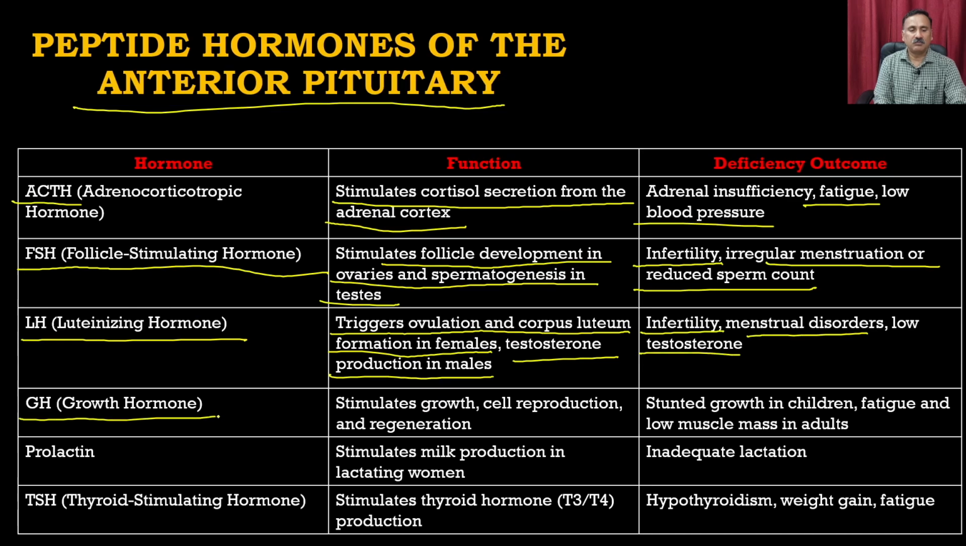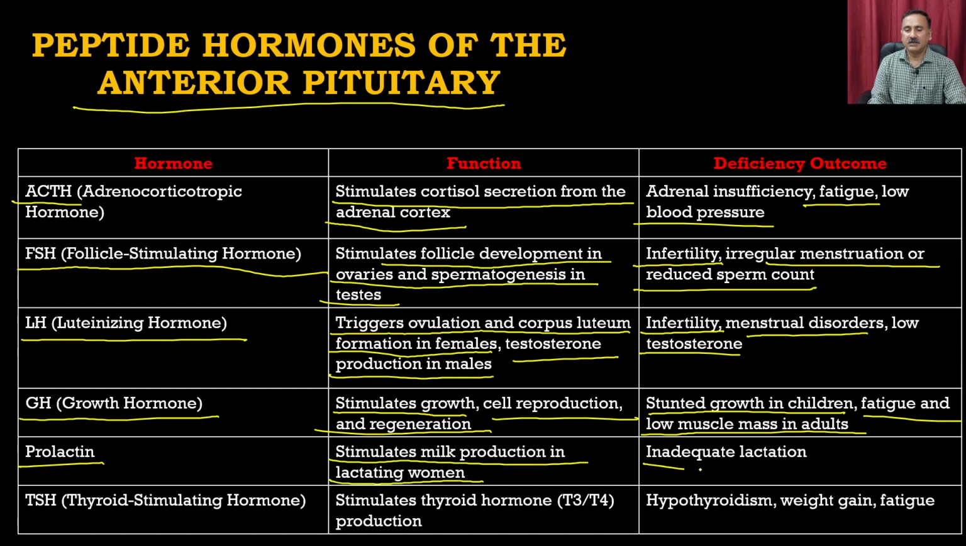Then we have growth hormone, and growth hormone stimulates growth, cell reproduction and regeneration. If there is a reduction, then it is going to cause stunted growth in children, fatigue, and low muscle mass in adults. Then we have prolactin. The prolactin stimulates milk production in lactating women, and a deficiency causes inadequate lactation. Then we have TSH, or the thyroid stimulating hormone, which stimulates thyroid hormone production, and a deficiency causes hypothyroidism, weight gain, or fatigue.